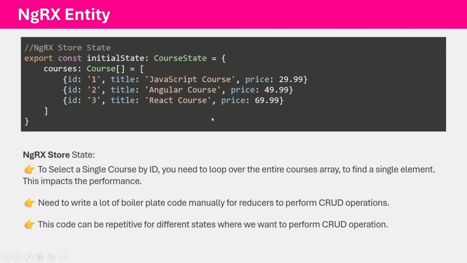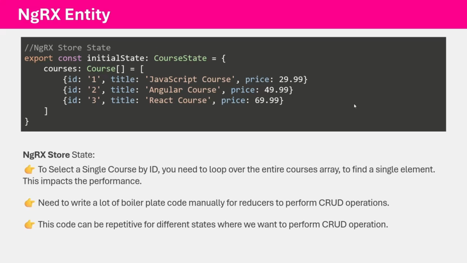Also, when we are using an array to store entity data like courses, we will have to write our own boilerplate code in order to add a new course to this array, or delete a course from this array, or update a course in this array. And if we have multiple entities, for example, let's say we also have a lessons entity and a posts entity in our application, then for all those entities, in order to perform the CRUD operations, we will have to write the same type of logic. And in this way, the code becomes repetitive. So this is another disadvantage.